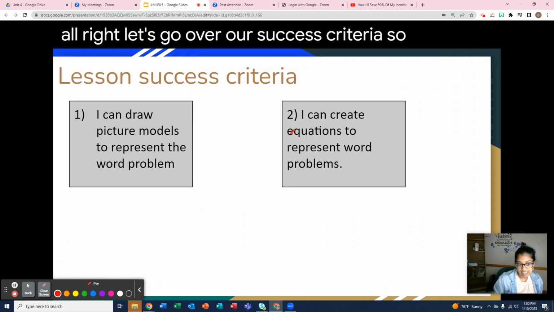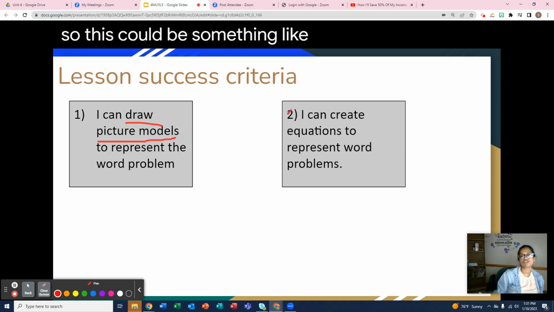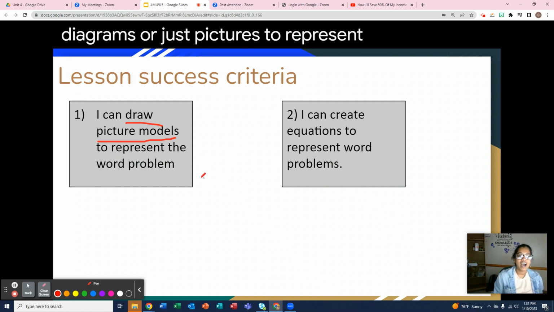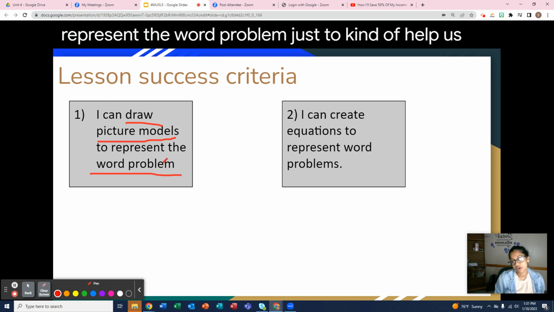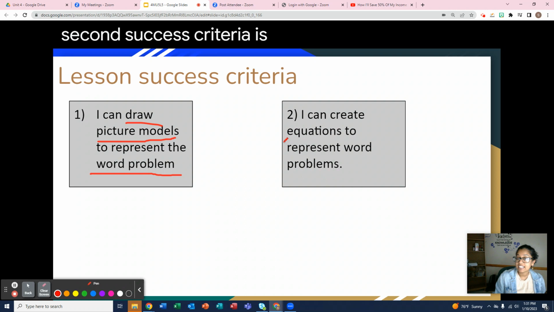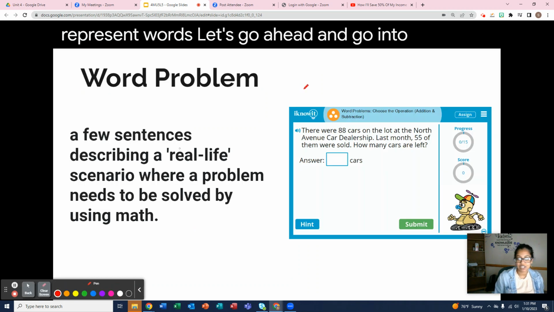So our success criteria for this lesson is one, I can draw picture models. So this could be something like number bonds or strip diagrams or just pictures to represent the word problem, just to kind of help us visualize what the word problem is asking us. The second success criteria is I can create equations to represent word problems, or I can use equations to solve word problems.